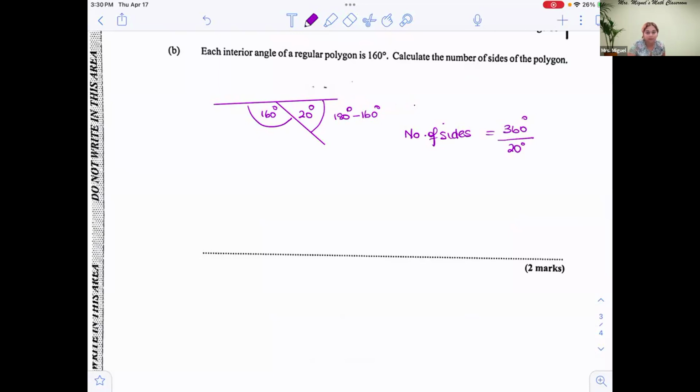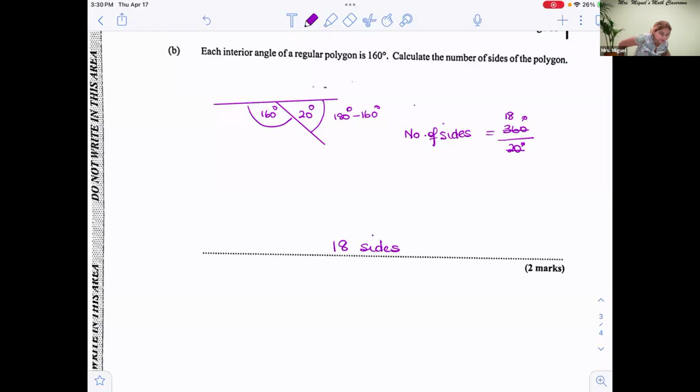Work that out and you will be able to find the number of sides. The degrees will cancel and 20 could go into 360 18 times. So the polygon has 18 sides.